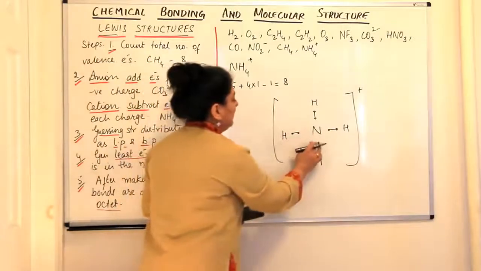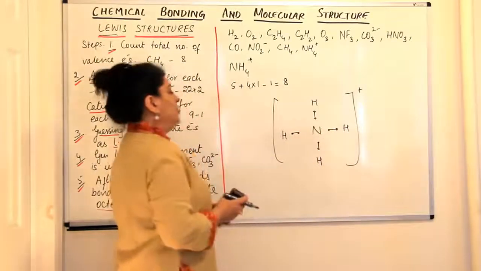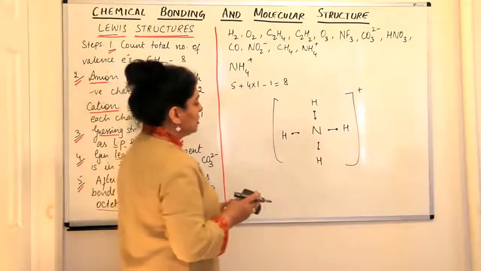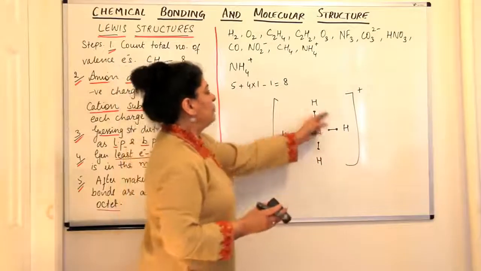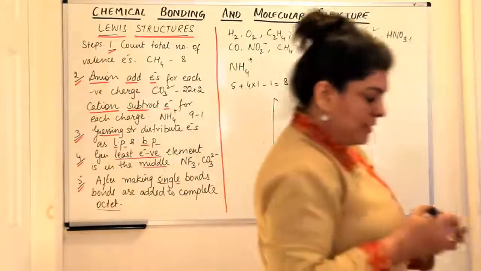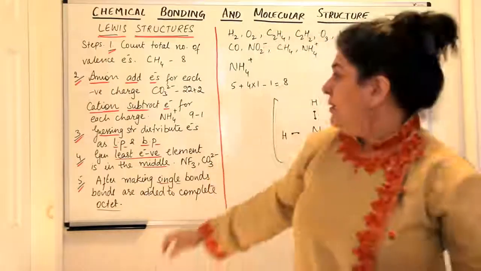Nitrogen basically has 5 electrons, but there's 1 positive charge, which means one of the electrons is lost. So now it has 4 electrons, and it forms 4 bonds with the 4 hydrogens. So that is how we are following these rules.